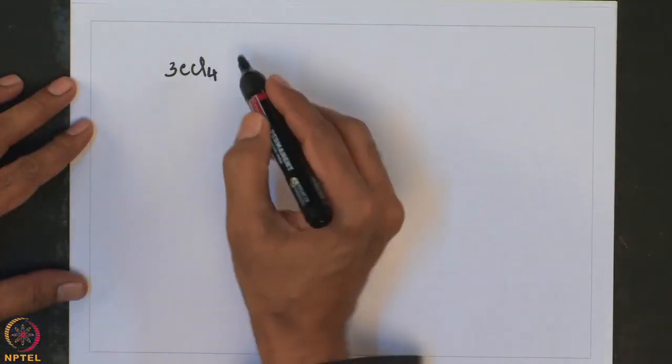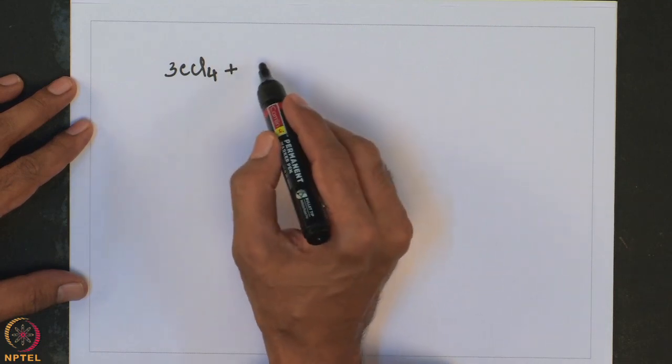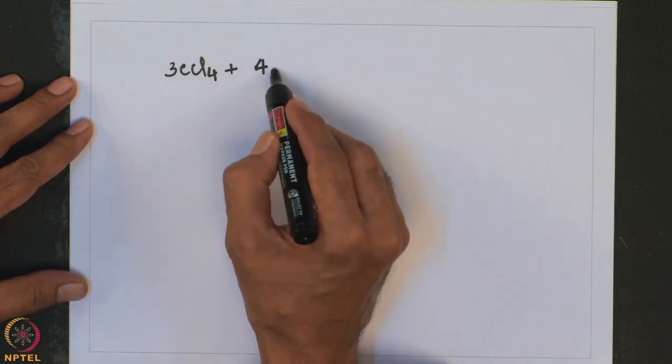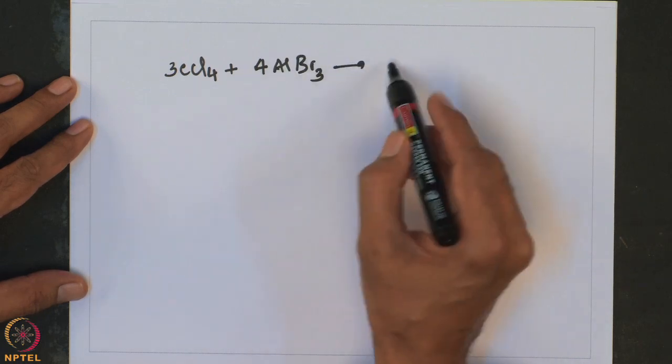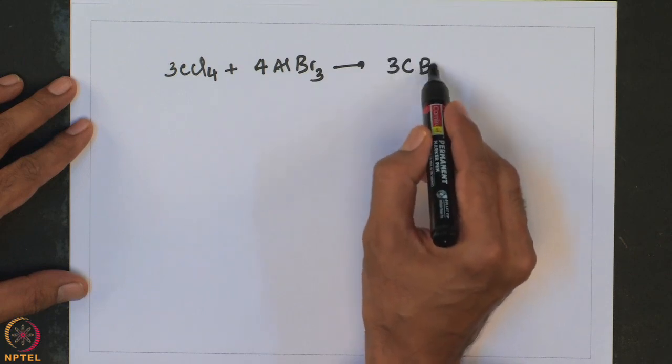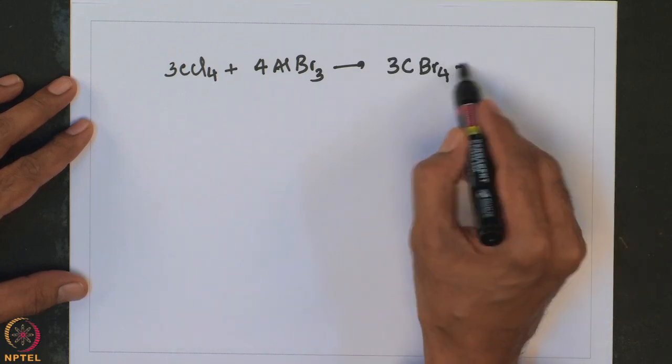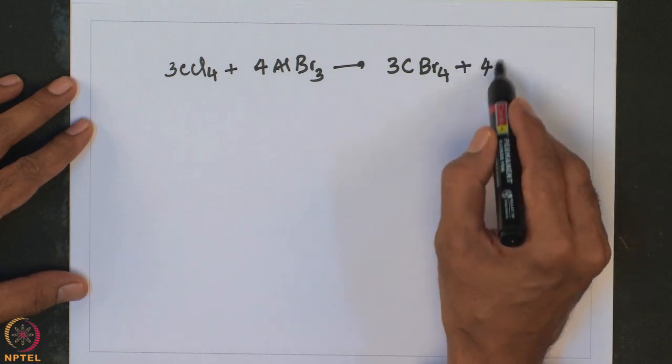And let us look into carbon tetrachloride. And carbon tetrachloride, when it is treated with aluminum bromide, one can generate carbon tetrabromide. And similarly, one can also make carbon tetraiodide. For example, carbon tetrachloride on treatment with aluminum tribromide, it gives carbon tetrabromide plus aluminum chloride will be formed.